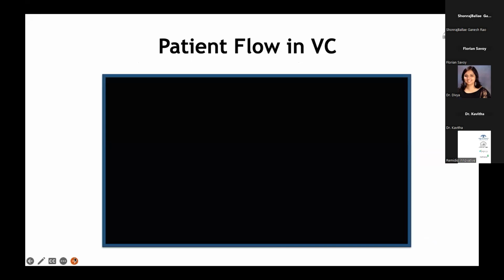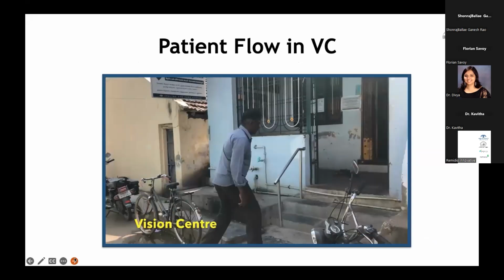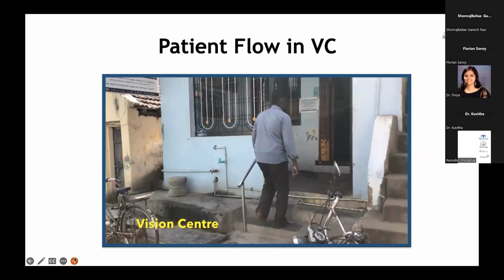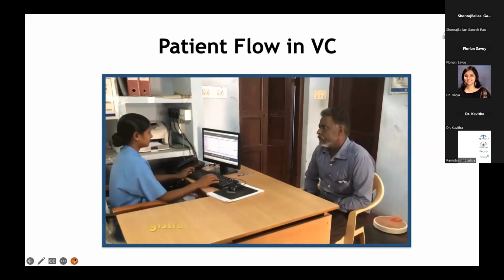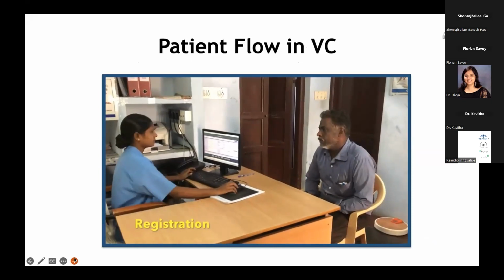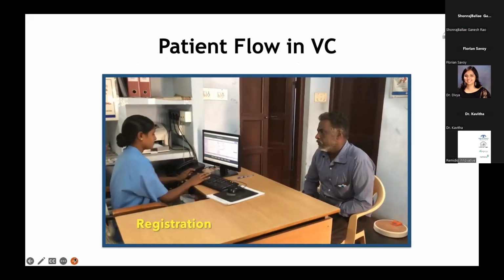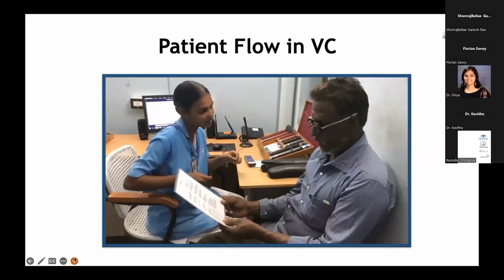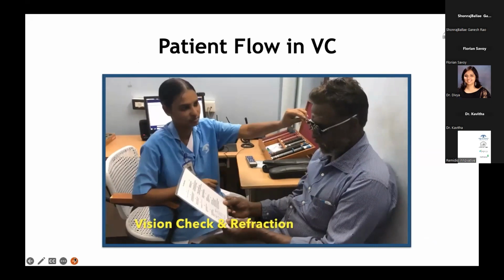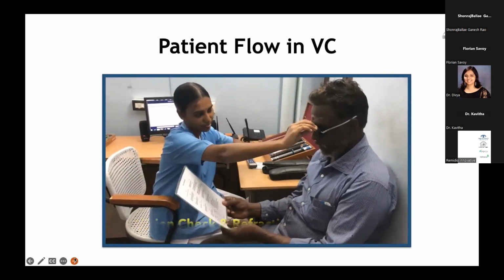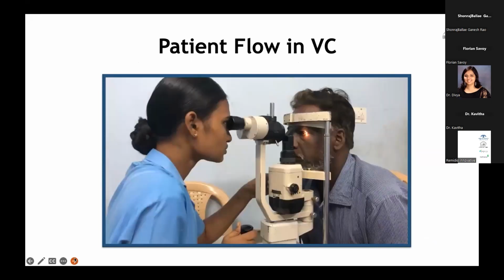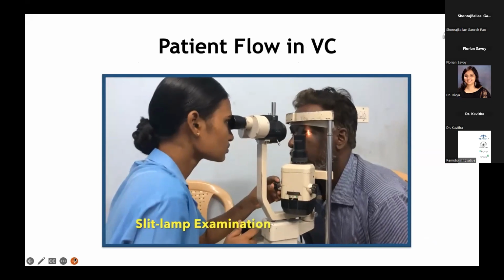This is the patient flow in a vision center. As you can see, this is a small, rented house, which has maybe two rooms. The first room is used for registration and for opticals. In the second room, the patient goes inside, where there is a vision chart. The sister is doing refraction and then taking a look at the anterior segment.